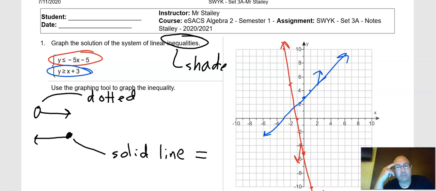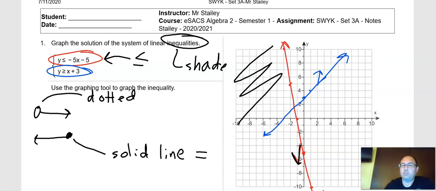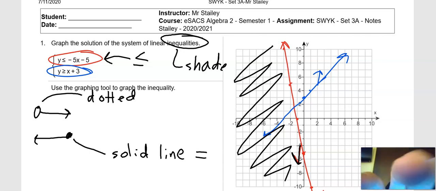Now you can see that I've drawn out the blue and the red, and I've also put little arrows. Now, why did I do that? Well, when you have y by itself, you can use the idea of greater than or less than. So with the red one, you can see that it says less than or equal to, so I drew an arrow down. I'm shading below that line. I'm shading all the y values below that line. If you shaded all the y values below that line, you would get this section over here.